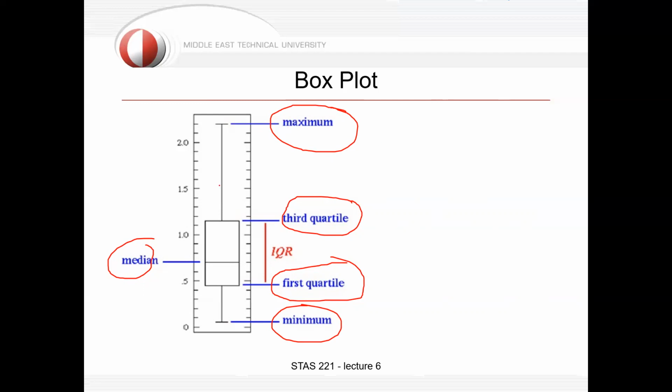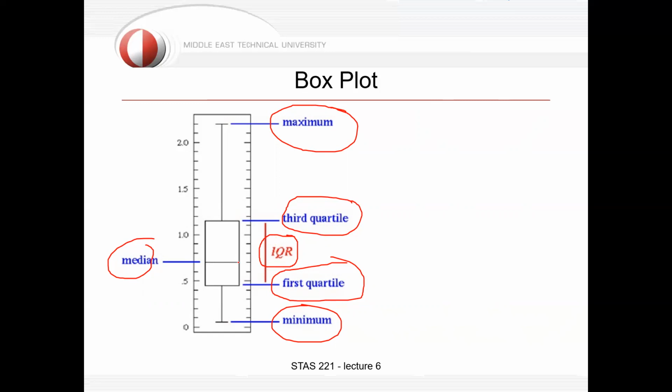So here we consider minimum and maximum as the tails of our box plot. And here in this box, you can see 50% of the data is concentrated. And this distance, you remember, this is the interquartile range. So what do you do when you want to construct a box plot? As I said, we will practice it in detail. So let me talk about it in detail in the tutorial.